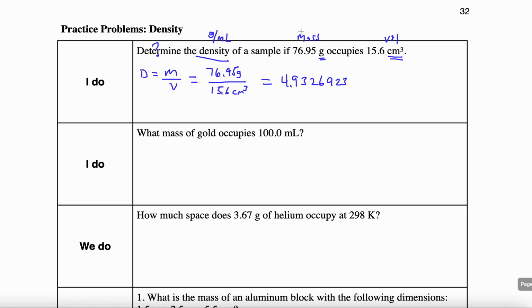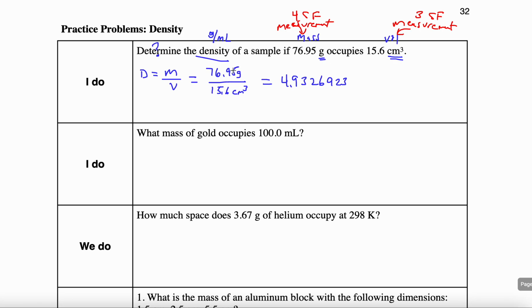Well, the 76.95 is a mass value. Do we have a piece of equipment in the lab that measures it? Yes. So the mass is a measurement, and therefore it has sig figs. This mass specifically contains 4 sig figs. Volume: is this volume derived from equipment used in the lab to make measurements? Yes. So it represents measurements that have been made.